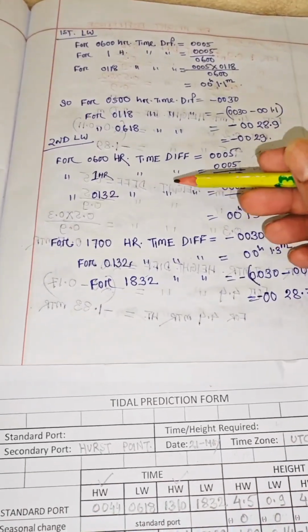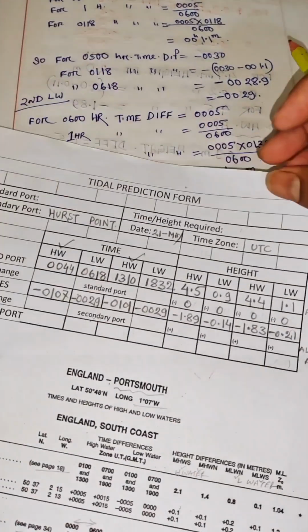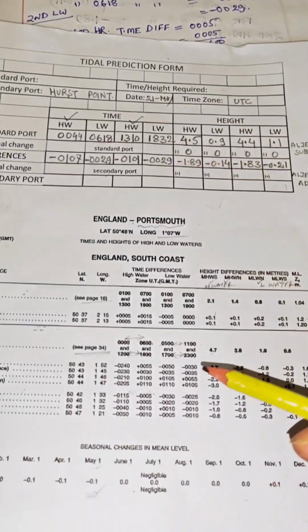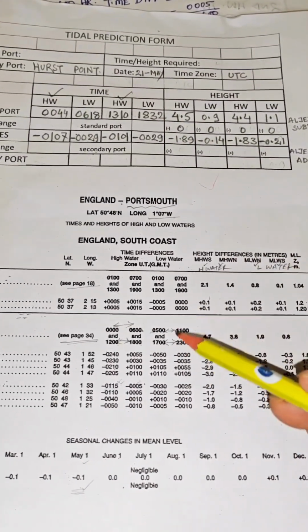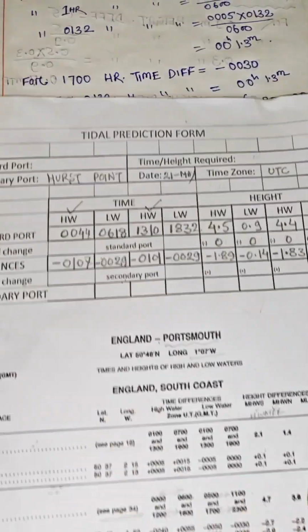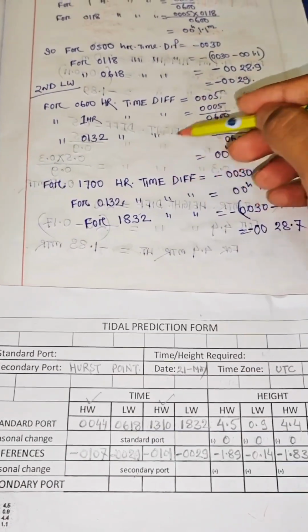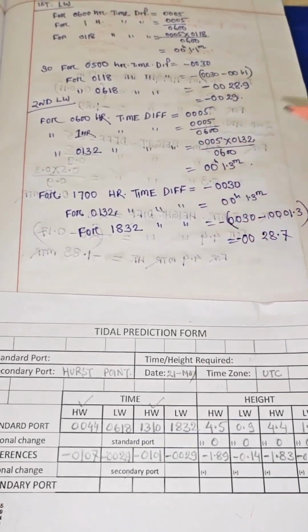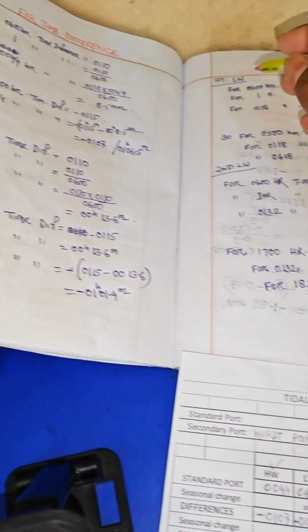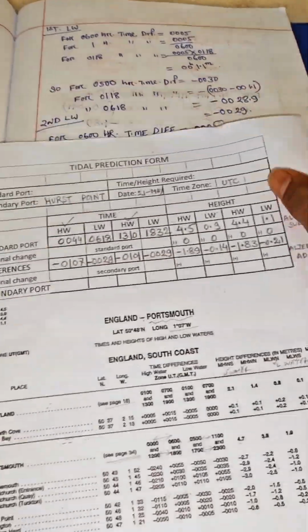So same way next time means this one 1832. So 1832 is also in between this 1700 to 2300. So same way I'll make the interpolation. Okay guys, same way. I think if you understand the interpolation one, you can understand the other interpolation also.